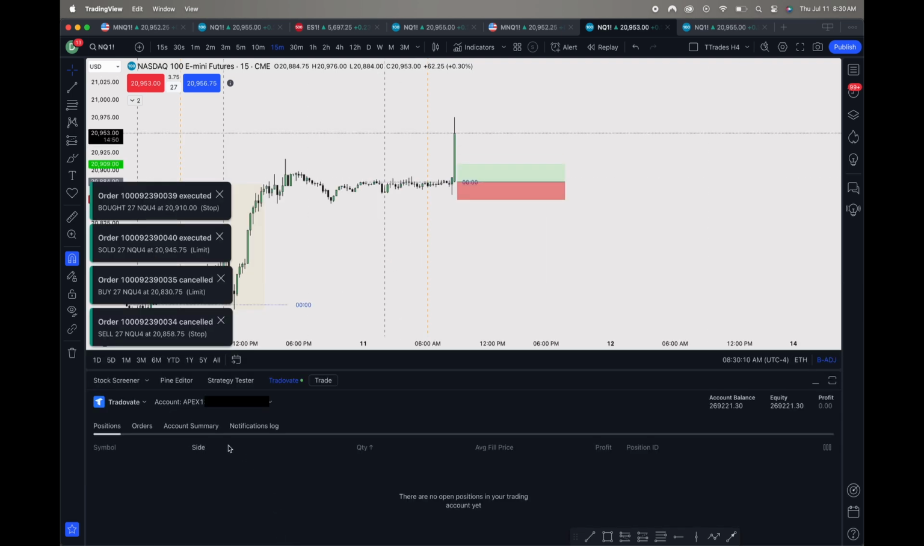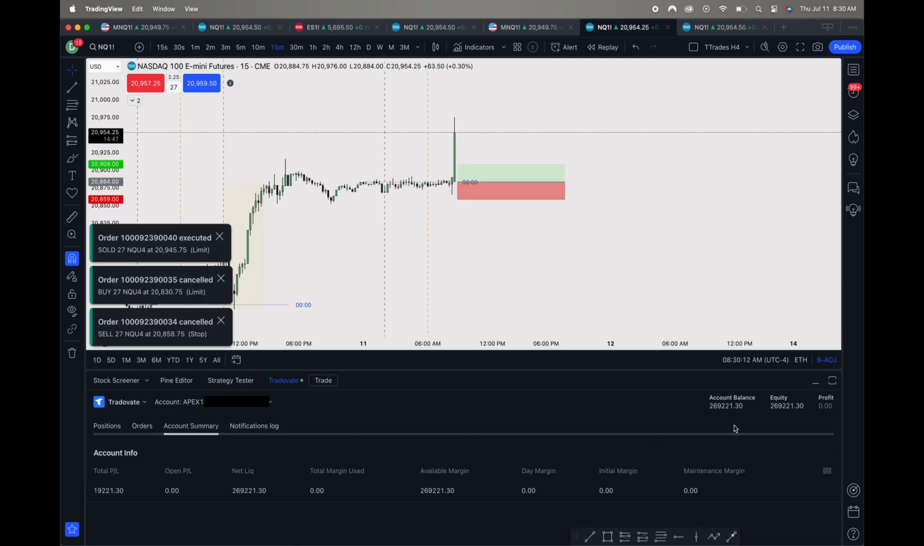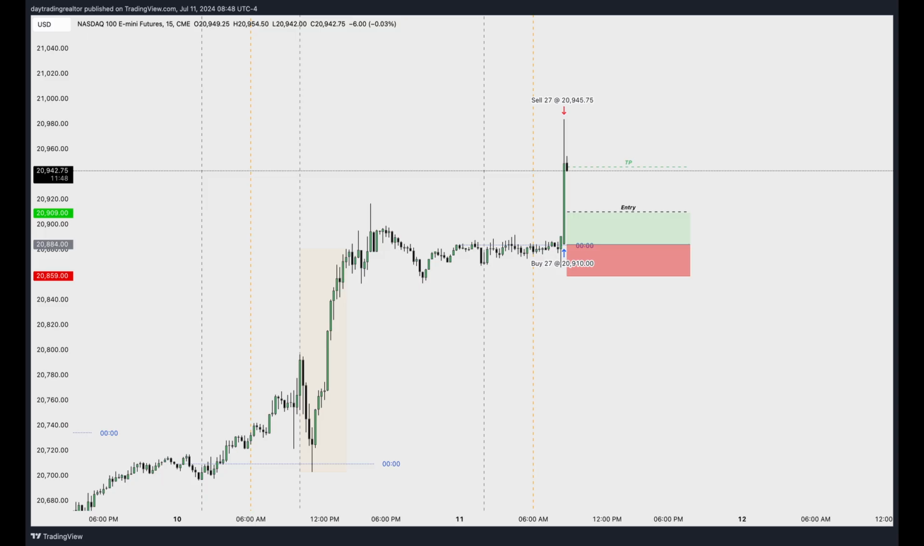And this one actually had some slippage, and I got a $19,000 profit as opposed to just the $15,000 that I needed to hit my target.